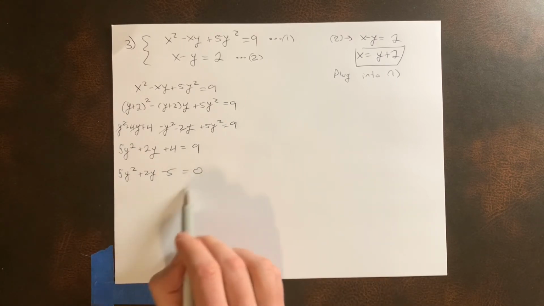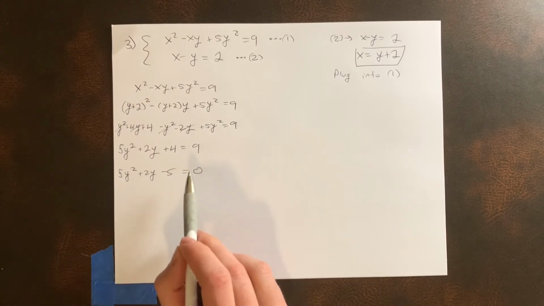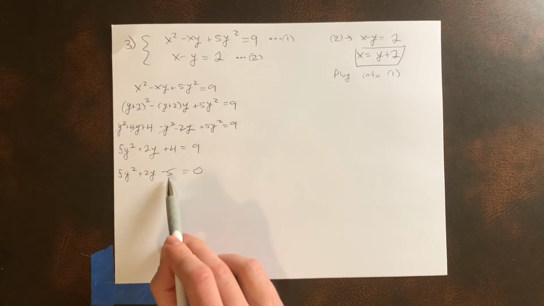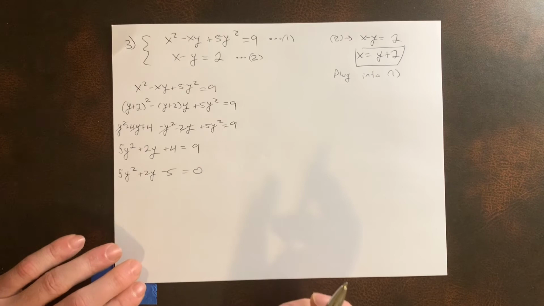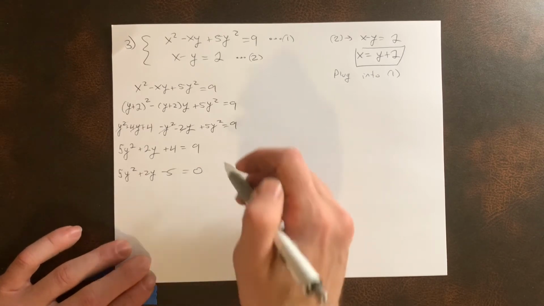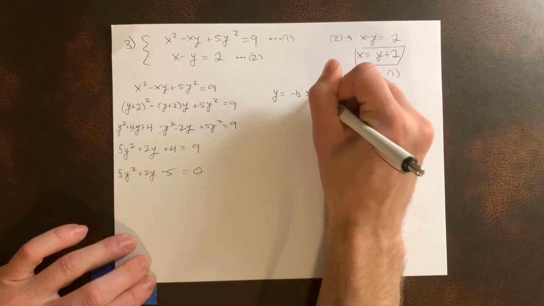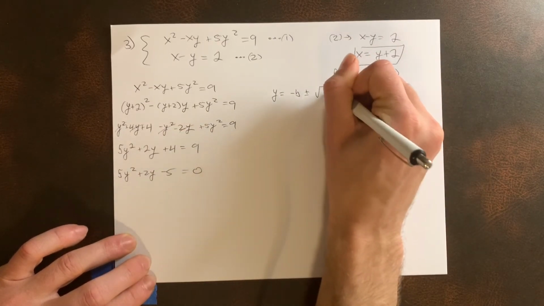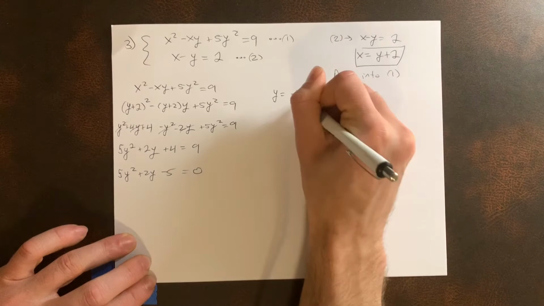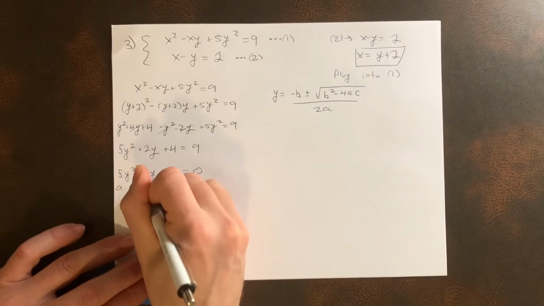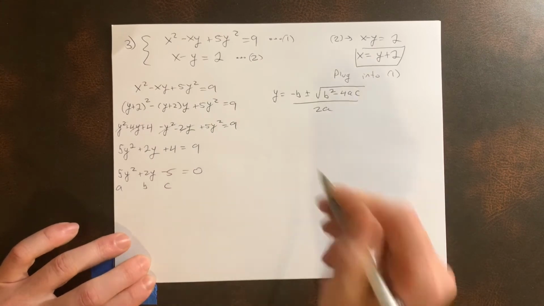So now we need to solve this equation. If we tried, we're going to see that we won't be able to factor this. So the only way is going to be to use the quadratic formula. So the quadratic formula, let's continue this up here. So y equaled negative b plus minus square root b squared minus 4ac all over 2 times a. And in here, here's our a, here's our b, and here's our c.